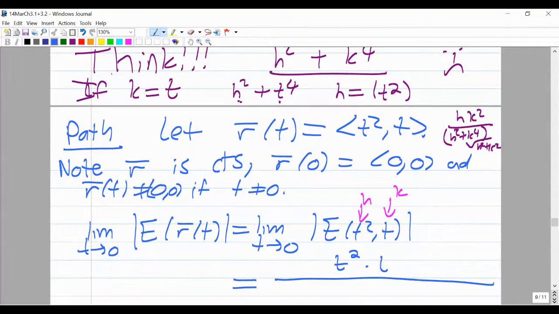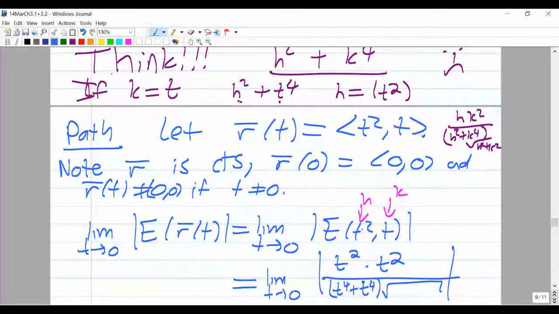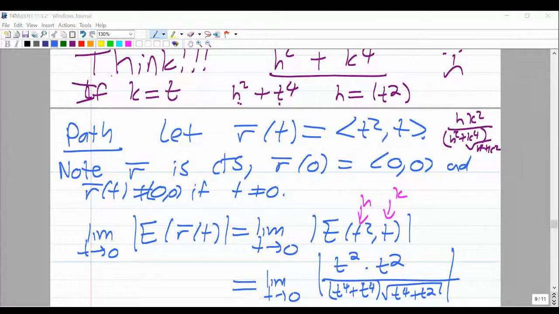Let me just be careful with my notation. The limit as t goes to zero, absolute value over. We have h squared, which is t to the 4, plus k to the 4, which is t to the 4. Then we have the square root of h squared, which is t to the 4, plus t squared. Can I get a yes that you guys agree with what I'm doing here? So I'm replacing h with t squared. I'm replacing k with t, and it becomes this.